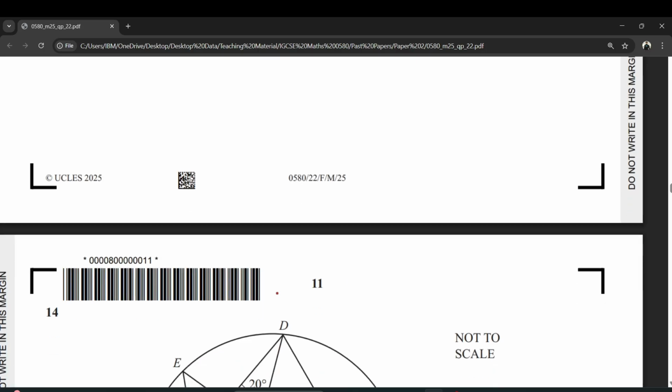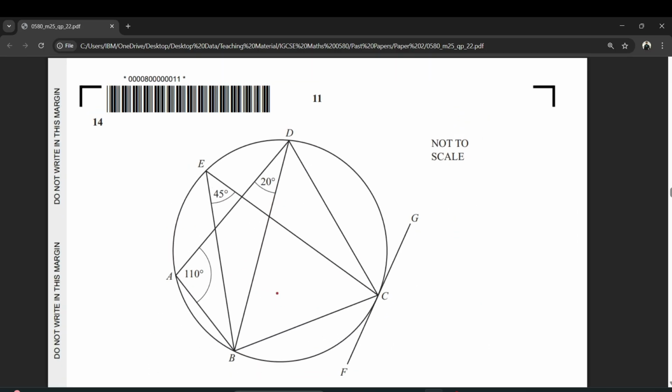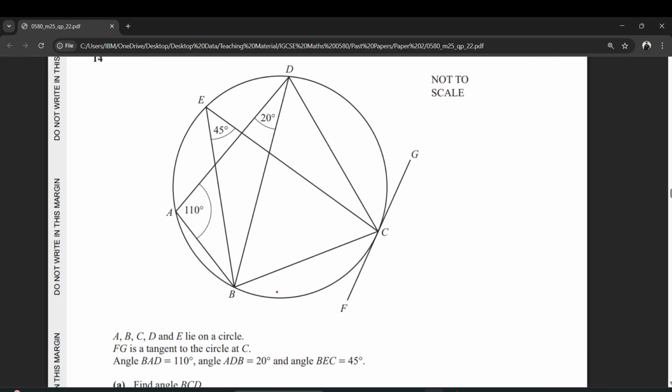All right. So let's move to question number 14. Now this question is about angle properties. It says that A, B, C, D, and E lie on a circle. FG is a tangent to the circle at C. Before I move to the next line, this is A, B, C, and D. If you have 4 points on the circumference and they're all connected together, that gives us a cyclic quadrilateral.